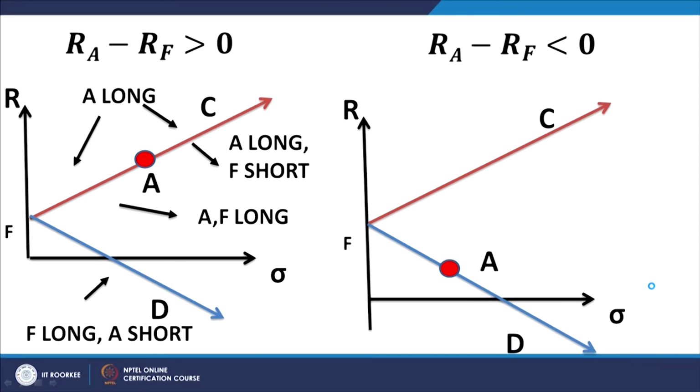And if R_A is less than R_F, we have the opposite situation as depicted in the second figure, the right hand side figure on this slide. So, in the region AF, both A and F are long. Let me repeat, both A and F are long in the region AF. Along AC extended indefinitely, A is long, F is short. F is short means you have risk free borrowing, and along FD extended, A is short and F is long. In other words, we are short selling A and doing risk free lending. So, this is the description of that figure.